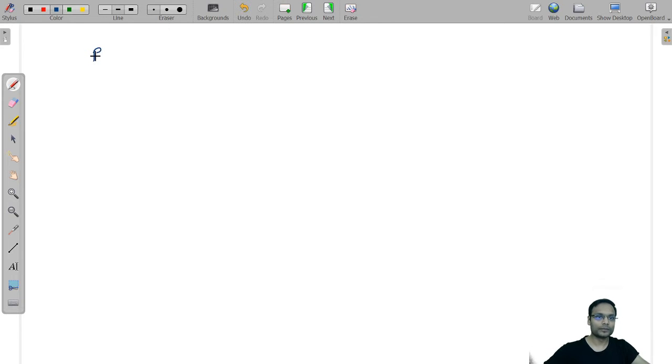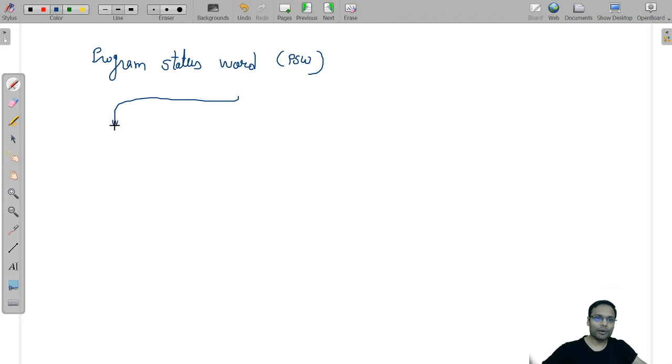So if you are fine with this flag register content, then there is a word called program status word, in short known as PSW. In some microprocessor designs or in some CPUs, this PSW is itself the status register. The status register itself is known as PSW in some CPU designs.